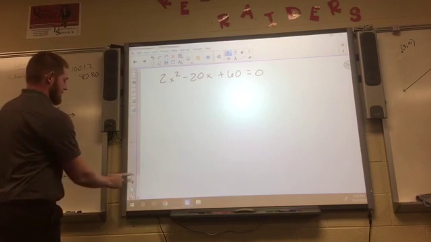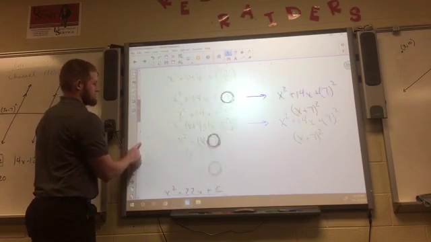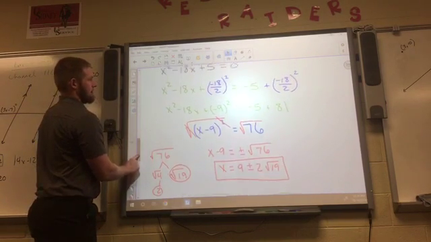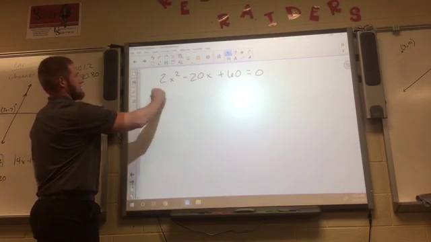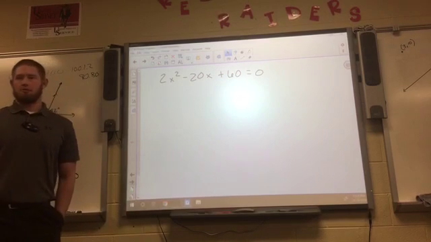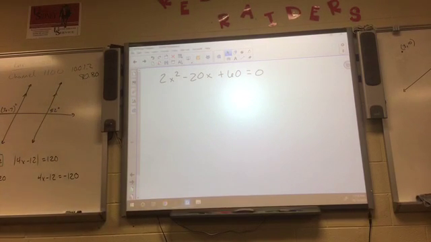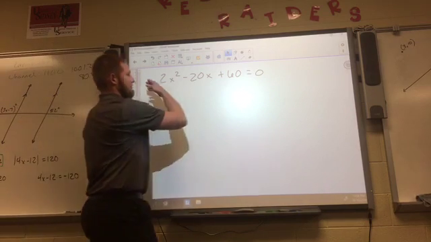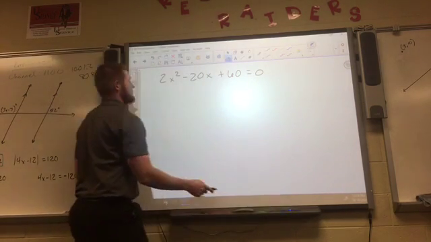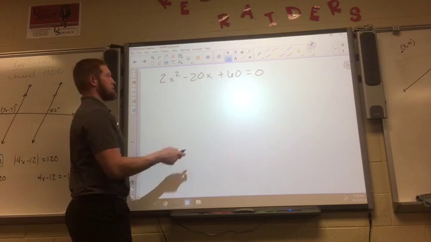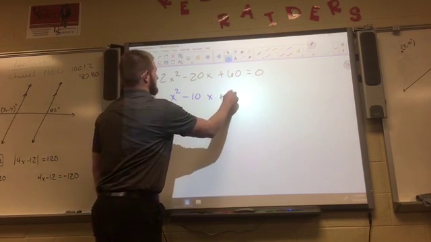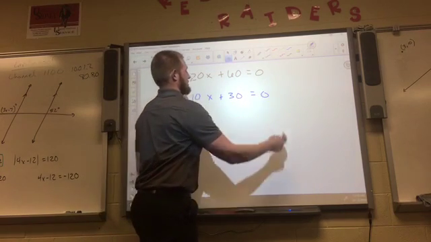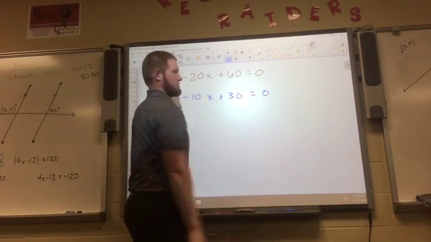Okay, so yesterday, when we were solving these, our A was a 1. Today, our A is not a 1. That does not make this problem very much harder. All you have to do is divide everything by A. So in this case, I need to divide by 2. X squared minus 10x plus 30 equals 0. Because 0 divided by 2 is still just 0, right?